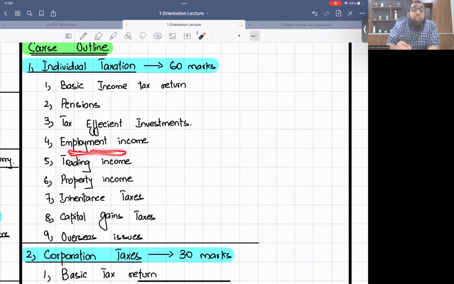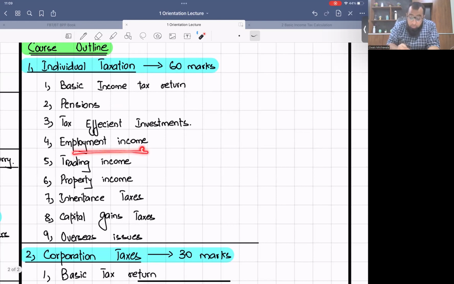Then we have issues relating to employment income. Many of you must be doing a job. So if you do a job in the UK, how is the employment income taxed? What about the cash benefits? What about the non-cash benefits? How are they dealt with? So we'll be discussing employment income issues, trading income issues if you are doing a business, and property income issues if you earn rentals.